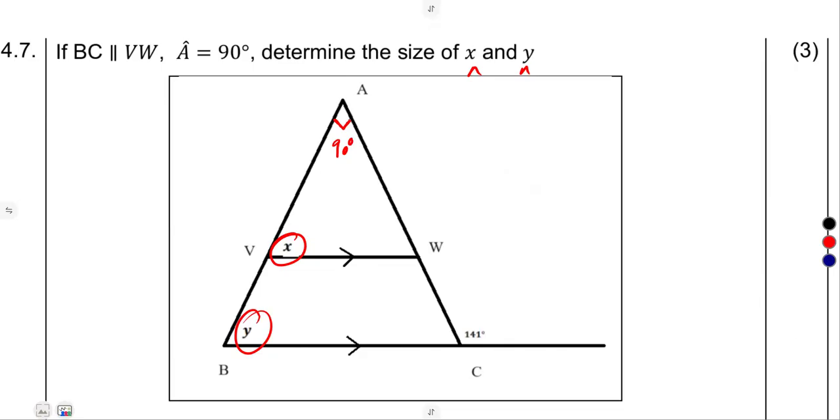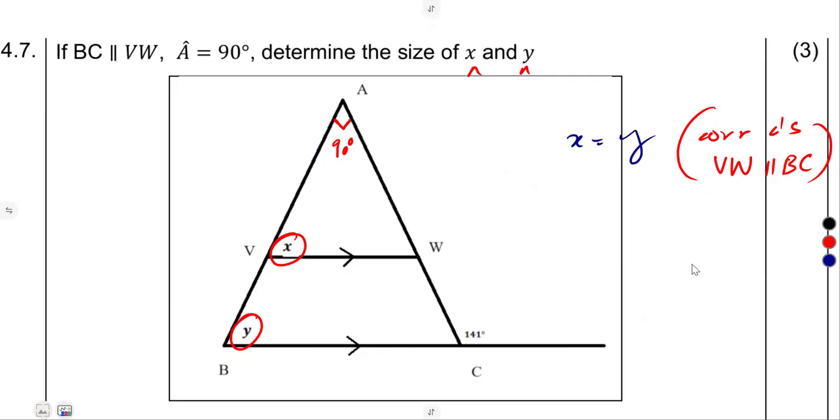What can we do? We can start with y there because x and y, they are equal. Those are corresponding angles, guys. Remember your parallel line where we form F. These are corresponding angles. We are forming an F like this. One is inside, one is outside. So those are corresponding angles. X is equal to y. So if I find one of these, I'm done. Those are corresponding angles as we are given VW parallel to BC.